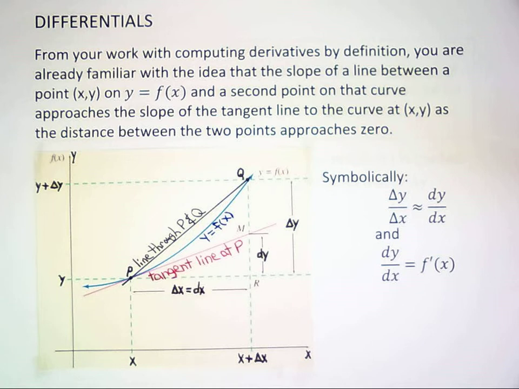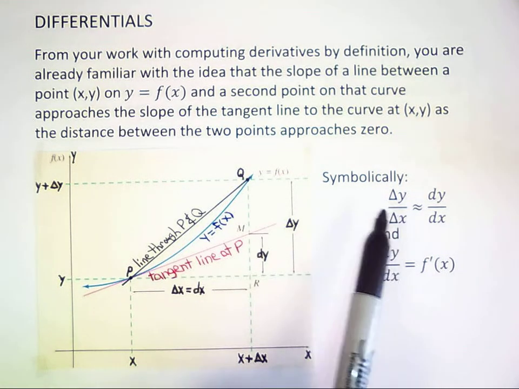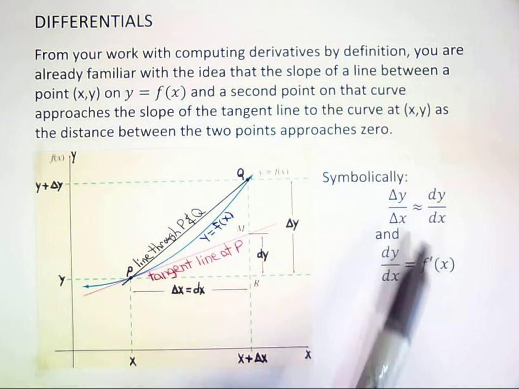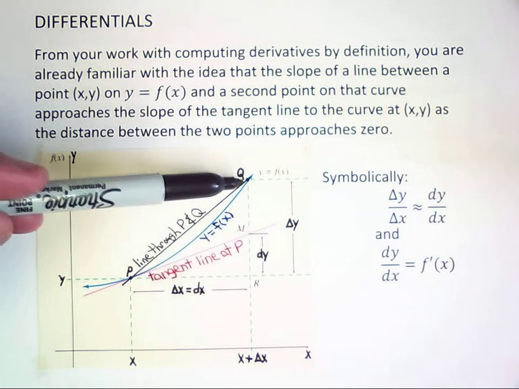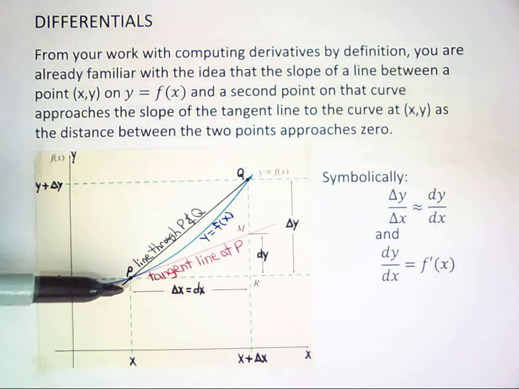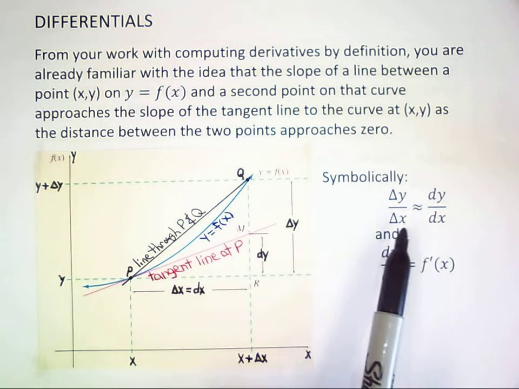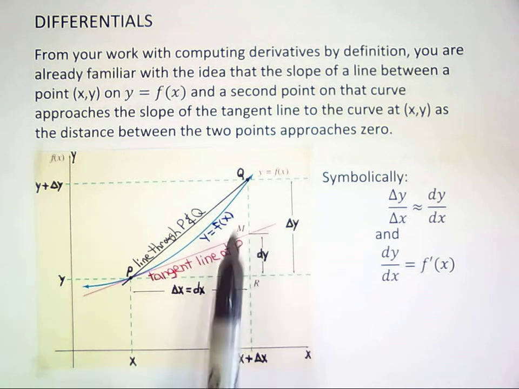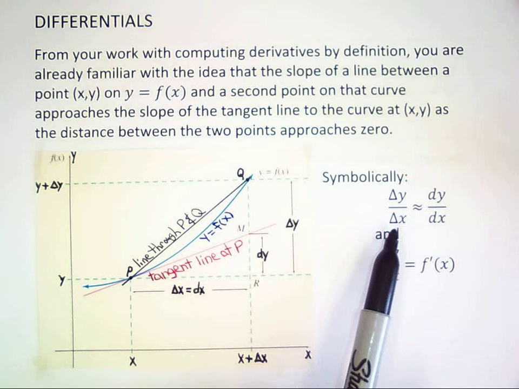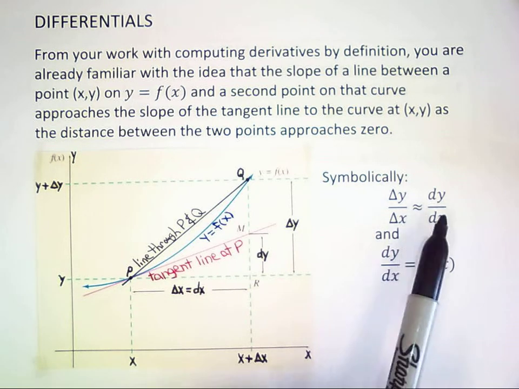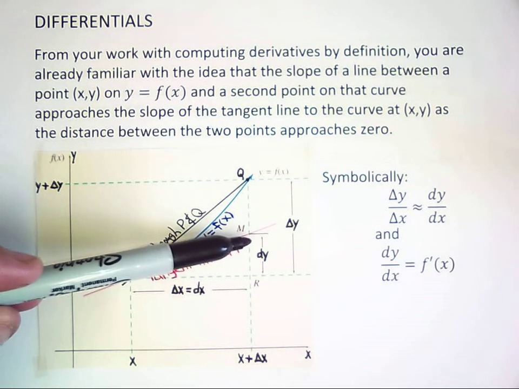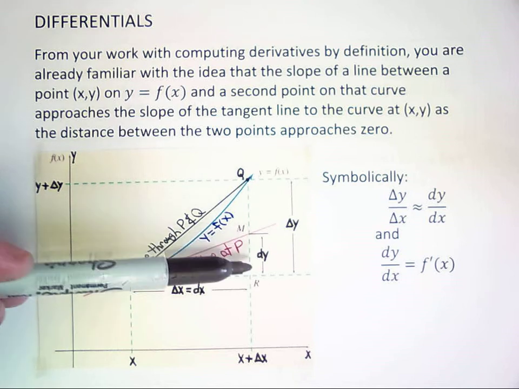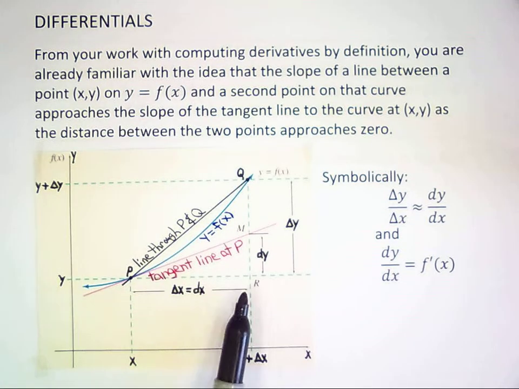That was the motivation of the limit definition of a derivative. So you should be familiar with that idea. Symbolically, we'd say the change in y over the change in x. The change in y is this distance right here. That's how much y changed on the line connecting P and Q, divided by the change in x, the amount of change between the x-coordinate of P and the x-coordinate of Q. So the change in y over the change in x is approximately the same as, looking at the tangent line, how much the y changed over how much the x changed.